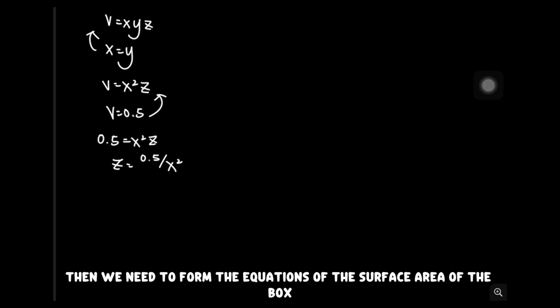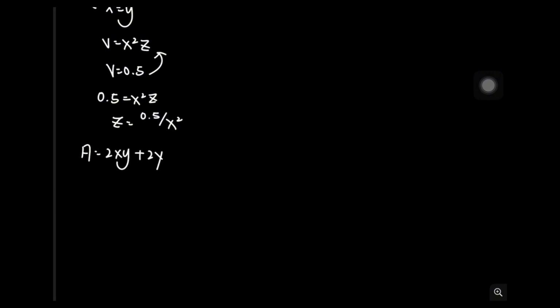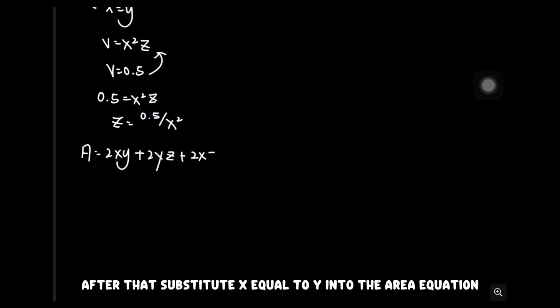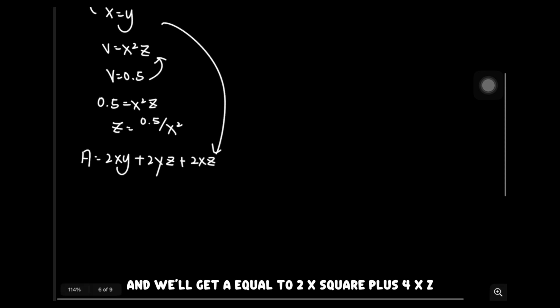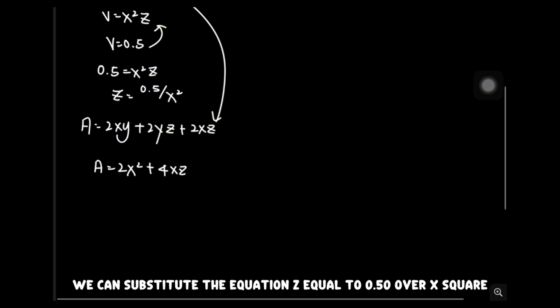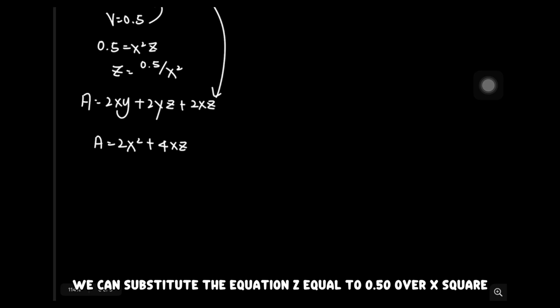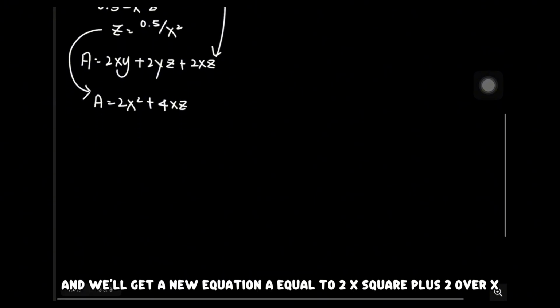Then, we need to form the equation of the surface area of the box, which is A equals 2xy plus 2yz plus 2xz. After that, substitute x equals y into the area equation, and we will get A equals 2x squared plus 4xz. Subsequently, we substitute z equals 0.5 over x squared into the surface area, and we get a new equation, A equals 2x squared plus 2 over x.